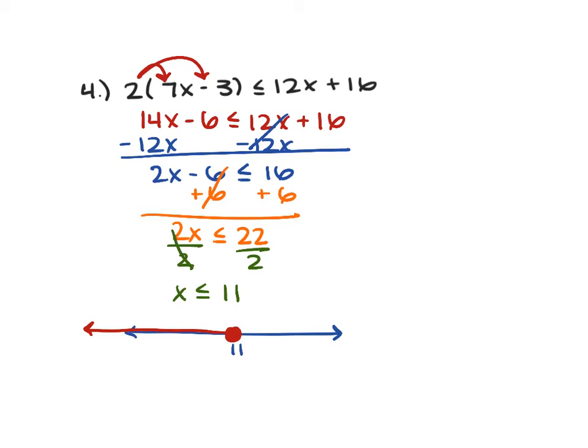To write this in interval notation, my line's running to the left, so I have negative infinity, and then the number that my circle is on is 11. Infinity and negative infinity always get a parentheses. And that 11, since it has a closed circle, includes that 11, so I'm going to put a bracket on the 11.